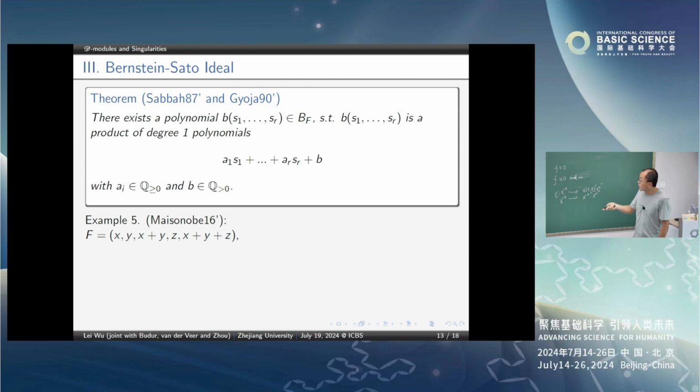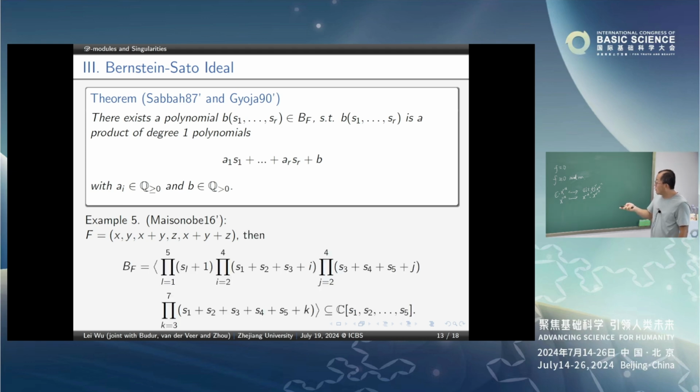So let's look at this seemingly very easy case, this kind of hyperplane arrangement. In this case, this BF is already a little bit complicated. It is a principal ideal generated by this very long product. And so the degree here is 5, here is 3, 8, here is 3, 11, and here is 5, 16.